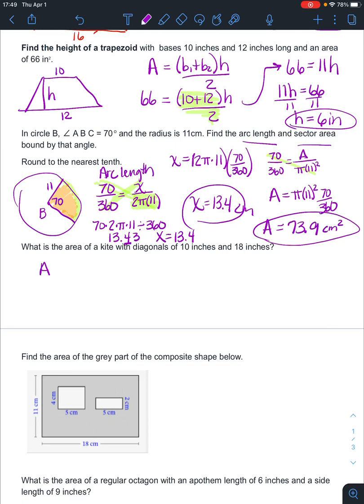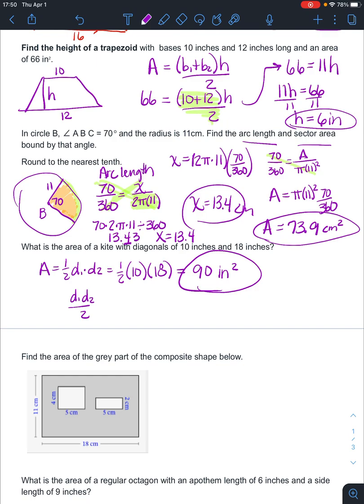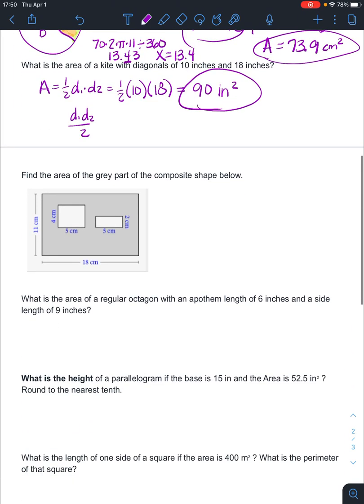Okay, what is the area of a kite? So we go and we look on our formula chart. Okay, so the area of a kite is 1/2 of diagonal 1 times diagonal 2. Well, diagonal 1 is 10, so it's half of diagonal 1, which is 10, times diagonal 2, which is 18. So I do 10 times 18 divided by 2. Some of you might prefer diagonal 1 times diagonal 2 over 2. So we do 10 times 18 divided by 2, and you get that the area of that kite is 90 inches squared.